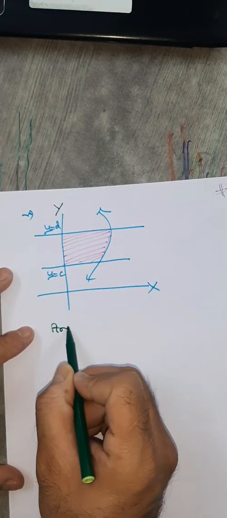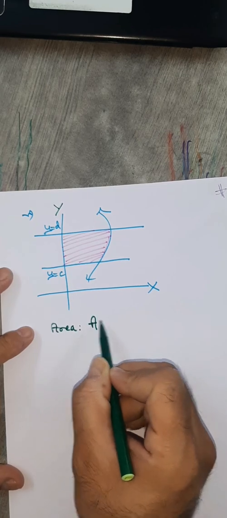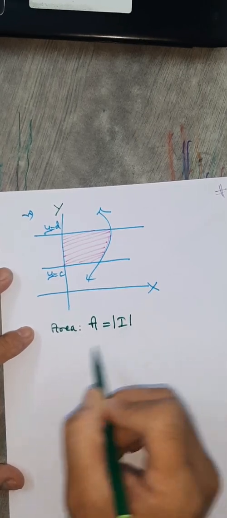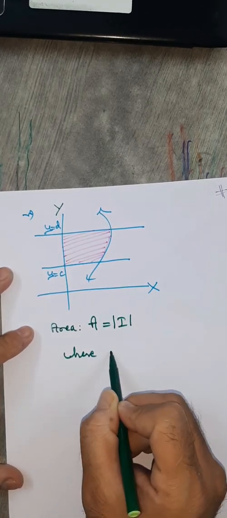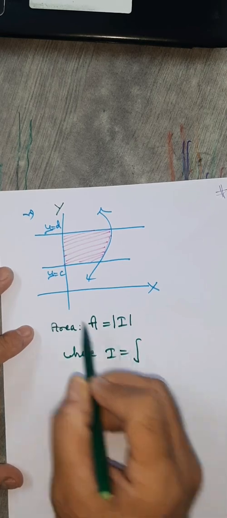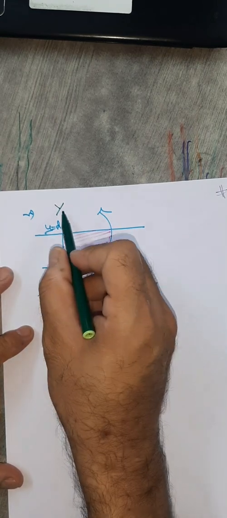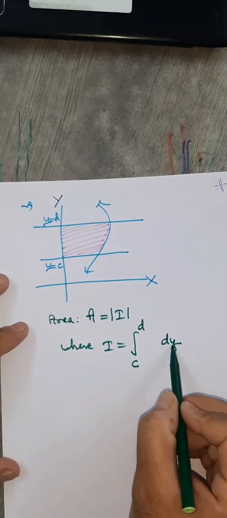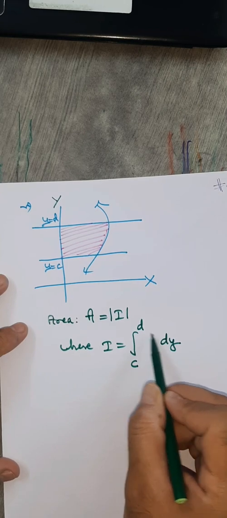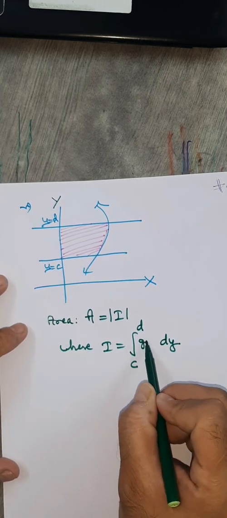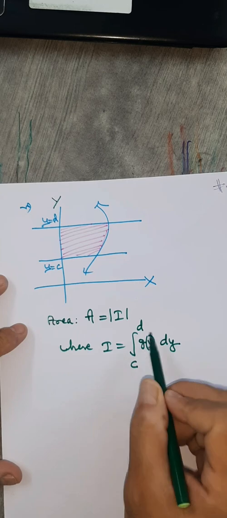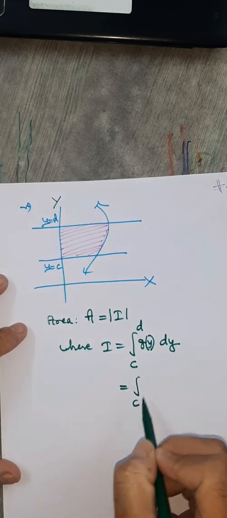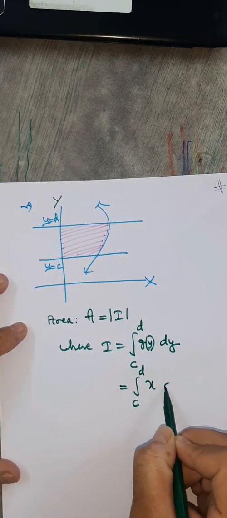So here the area of the shaded region is A equals modulus of I, where I equals the integral starting at c, ending over d. When you are doing it about the y-axis, you need to write dy here. And when you write dy, you must have a function of y here, remember. So you can write g of y. So you need to get x from the function. So c to d x dy, remember.